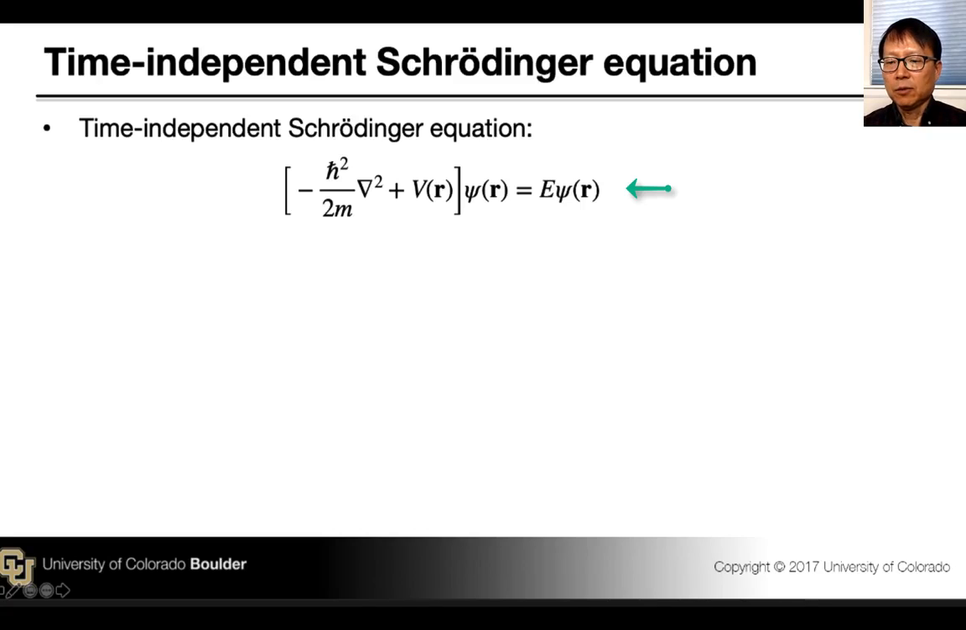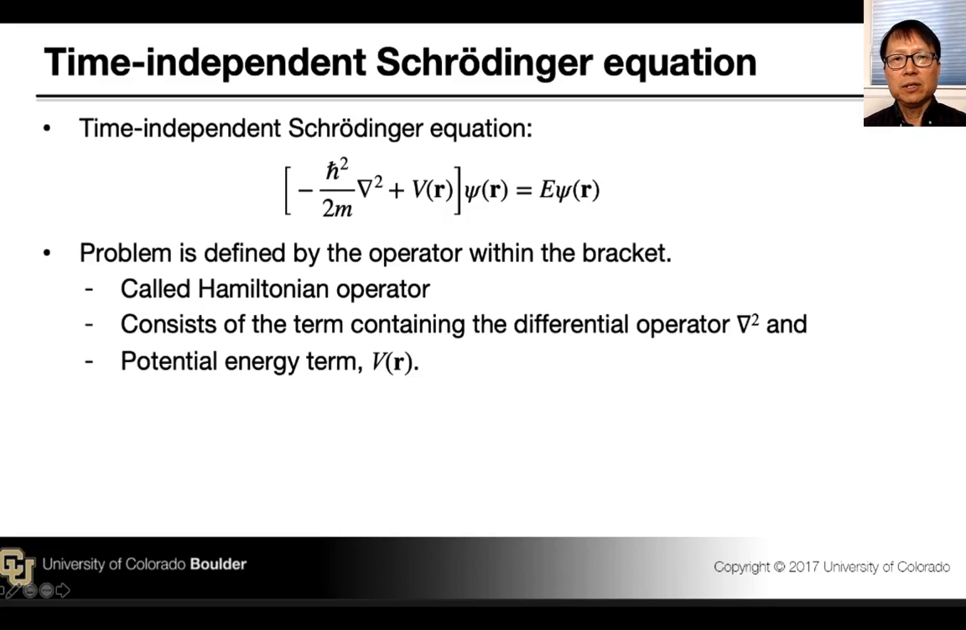position. That whole thing is multiplied to a function psi, and that is equal to a scalar constant E times the same function psi. The problem is essentially defined by the operator inside the bracket, and that operator is called the Hamiltonian, and we denote the Hamiltonian operator typically using capital letter H.